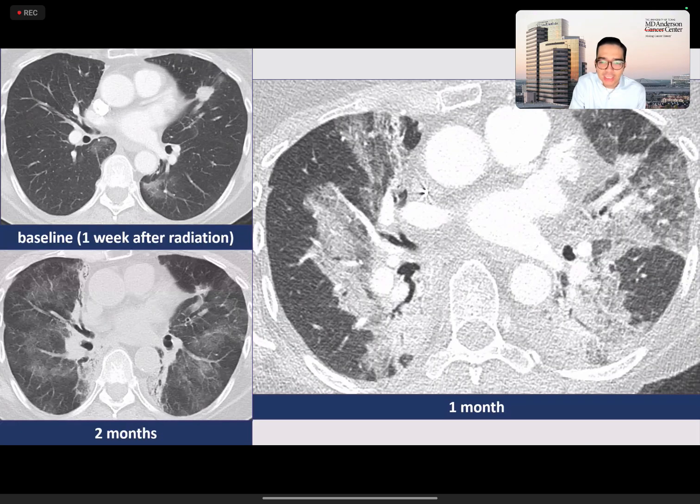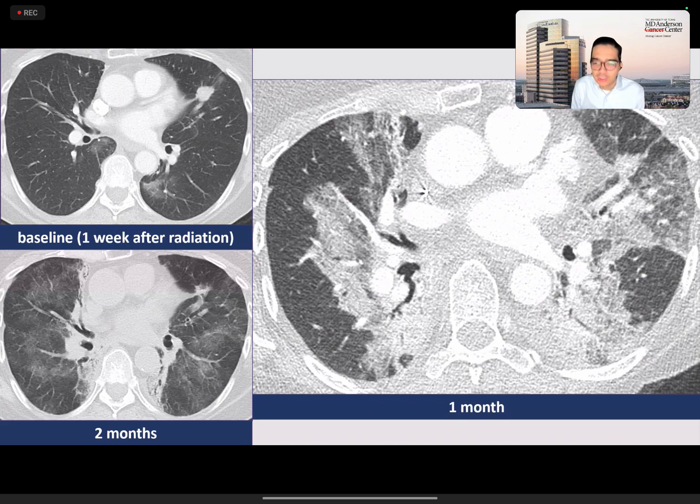Here's something that you might see in a patient with cancer and radiation. So this patient had a tumor in their left upper lobe, and this was 1 week after radiation, just a bit of ground glass opacity. And then 1 month later, you could see that there's extensive consolidation, both in the area that received the radiation as well as in the contralateral lung.